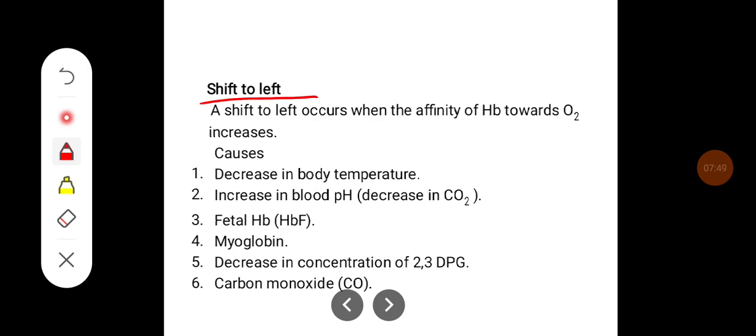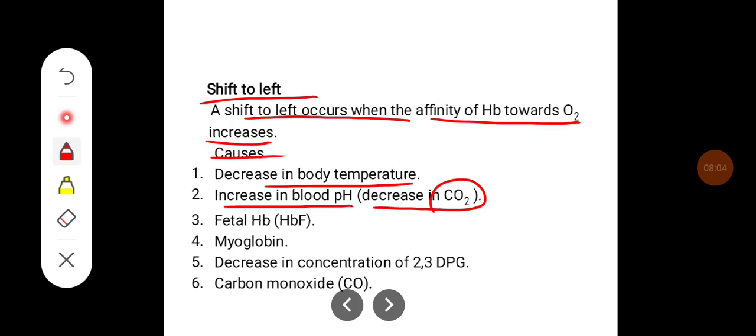Shifting of the ODC curve to the left side. A shift to the left occurs when the affinity of hemoglobin towards oxygen increases. Some of the causes are decrease in the body temperature, increase in the blood pH, that is decrease in the carbon dioxide levels, fetal hemoglobin, myoglobin, decrease in the concentration of 2,3-DPG, and carbon monoxide poisoning.